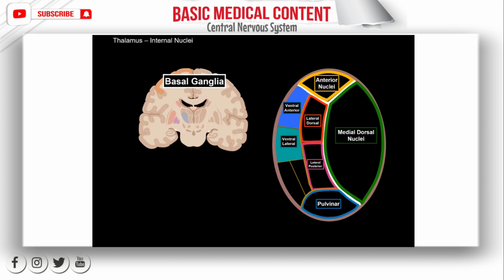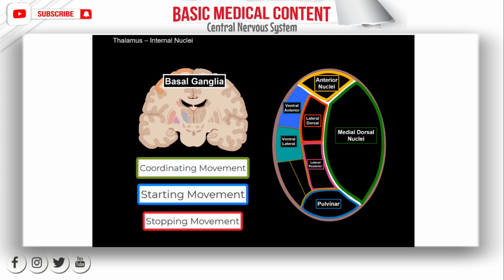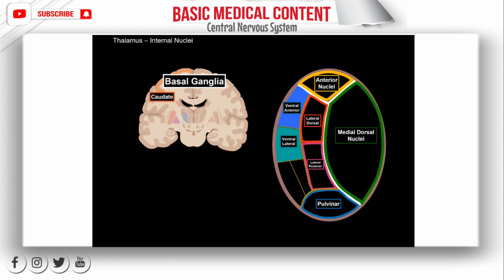Remember, the basal ganglia are also subcortical gray matter, and they're responsible for coordinating, starting, and stopping voluntary movements. They include the caudate nucleus, putamen, globus pallidus externus and internus, thalamus, but not the whole thalamus, only the ventral anterior and the ventral lateral group of nuclei are going to be a part of the basal ganglia. That is why they're special. The last ones are the subthalamic nuclei and the substantia nigra of the midbrain.